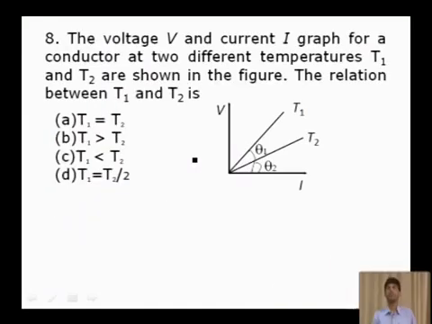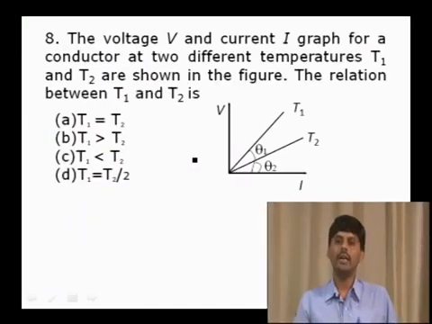Question number 8. The voltage V and current I graph for the conductor at two different temperatures T1 and T2 is shown in the figure. The relation between T1 and T2 is: option A T1 is equal to T2, option B T1 greater than T2, option C T1 less than T2, option D T1 is equal to T2 by 2.